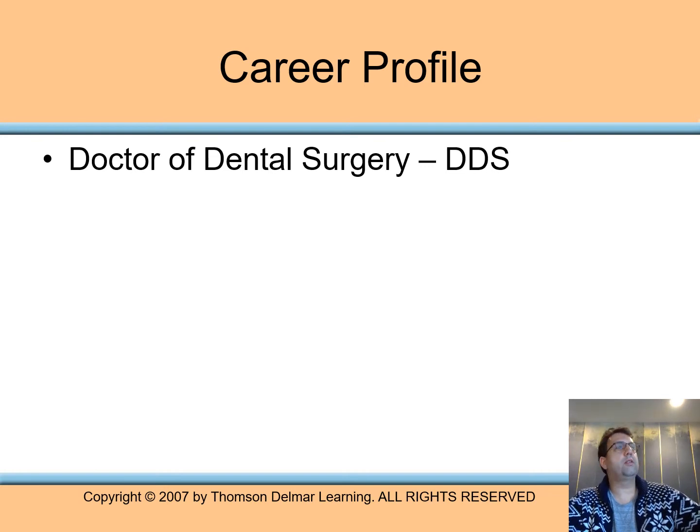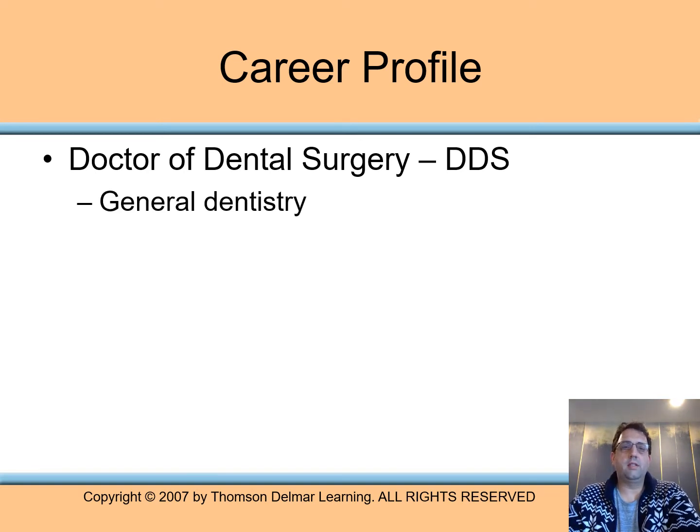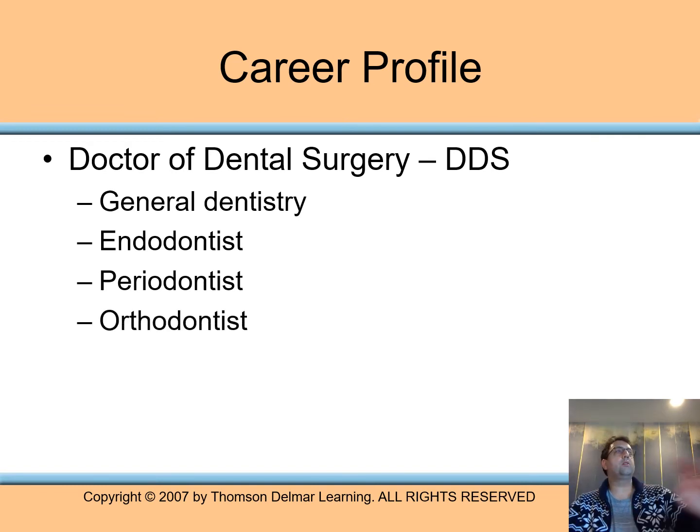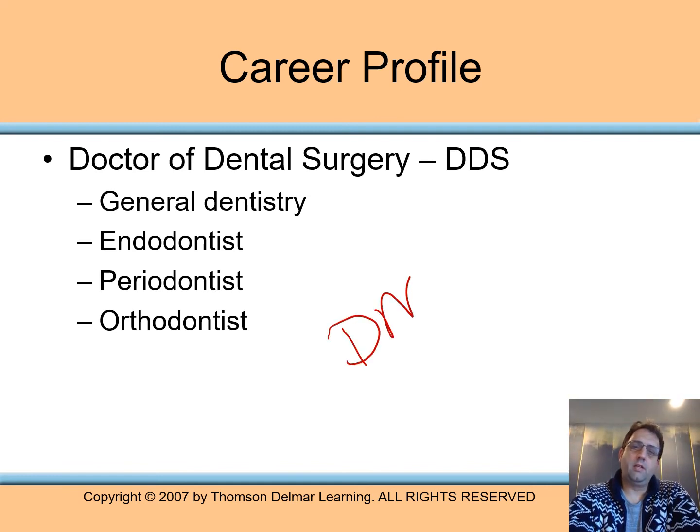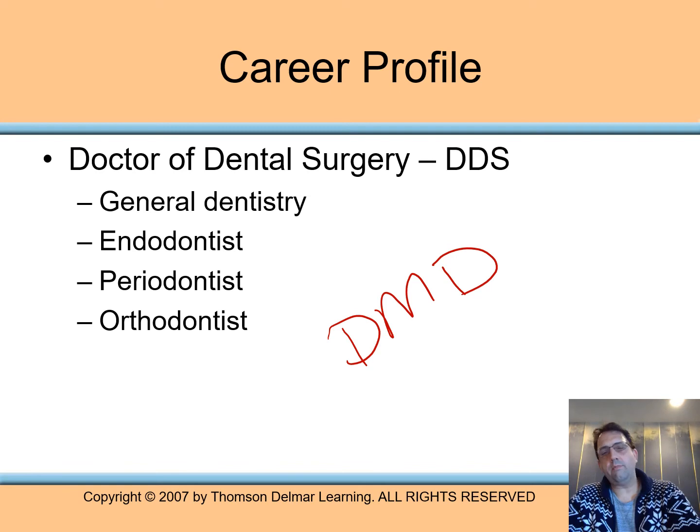A DDS, Doctor of Dental Surgery. This is the person who you probably go to for most of your things. They can go directly after earning this degree into the practice of general dentistry. If they want to do a residency, they can become an endodontist, a periodontist, an orthodontist, or even a maxillofacial surgeon. Now, in other parts of the country, there is an equivalent degree, DMD, Doctor of Medical Dentistry. People from the Northeast and the East Coast will tend to get this degree instead of a DDS. Just like DO to MD, it is basically the same thing.